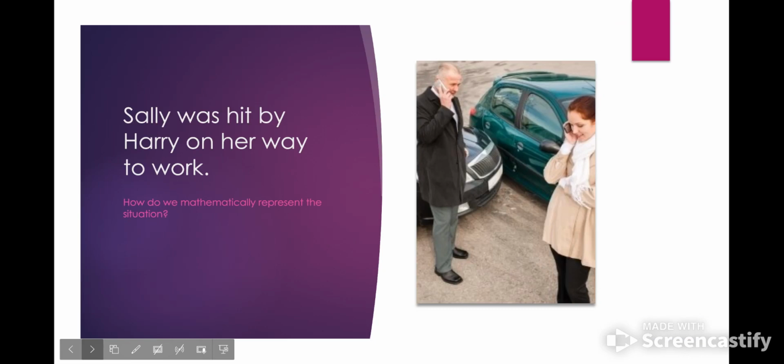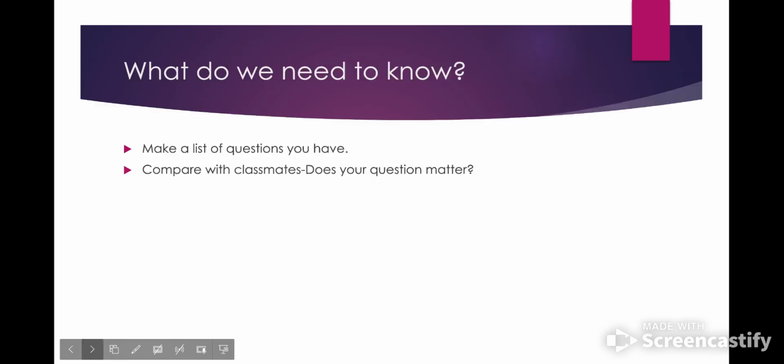So, Sally was hit by Harry on her way to work. How do we mathematically represent the situation? That was pretty much what I started with for the kids, and we talked about how we would show that, and how we do that graphically. I did not give them the word graph to start with. I let them just talk about it. What do we do with that, and how do we represent that situation? And I gave them some time to think.